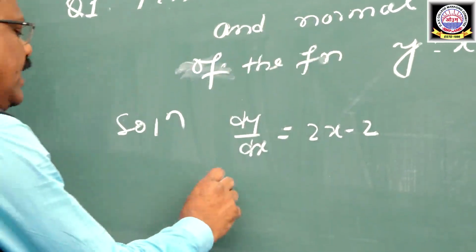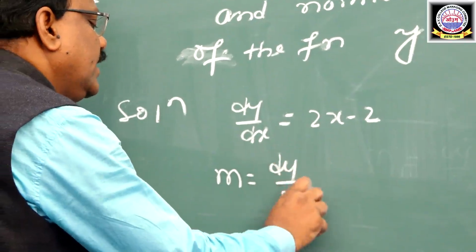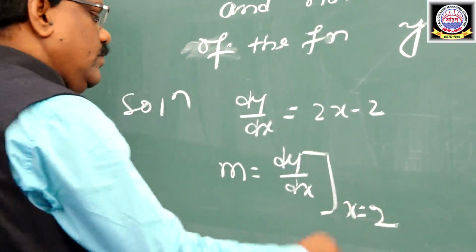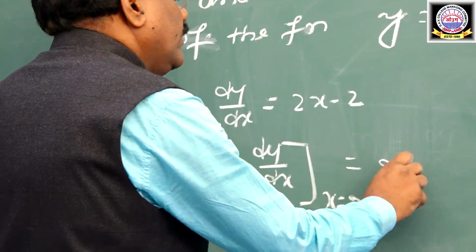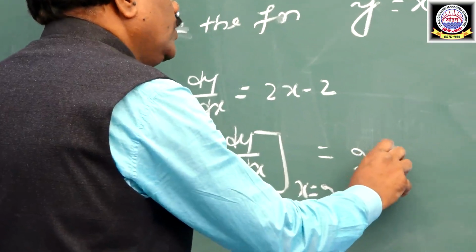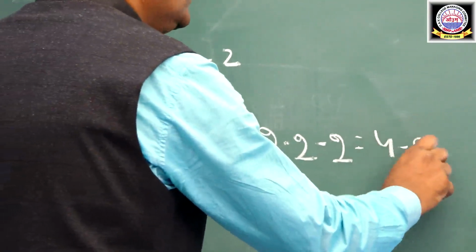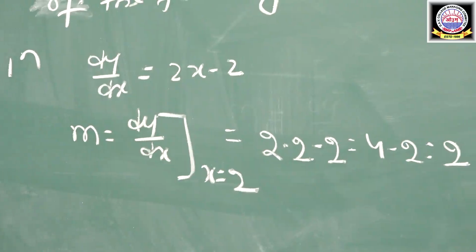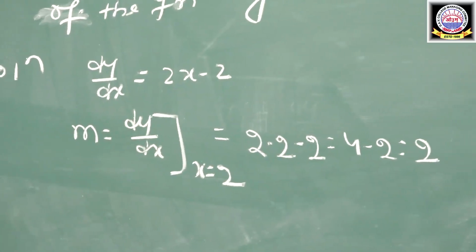So your slope m is equal to slope of the tangent, dy by dx at x is equal to 2. I will write. So put the value of x as 2. So 2 into 2 minus 2, that is 4 minus 2, that is equal to 2. So m is equal to 2 means the slope of the tangent is 2.